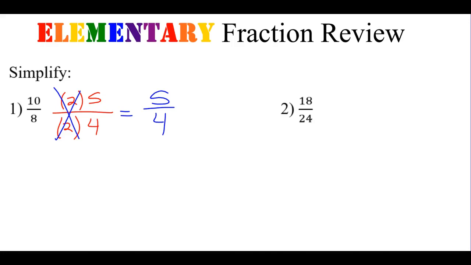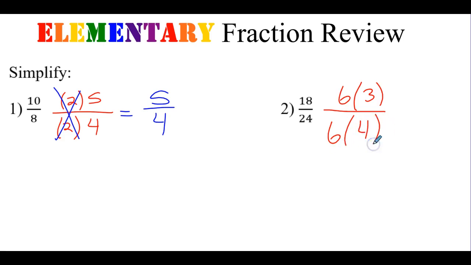So in the first one there, we divided out a common 2. That simplifies to 5/4. Now number 2, what do 18 and 24? What's the largest number, the greatest common factor, that both of those divide by? 6. So 6 times what is 18? 3. And 6 times what is 24?